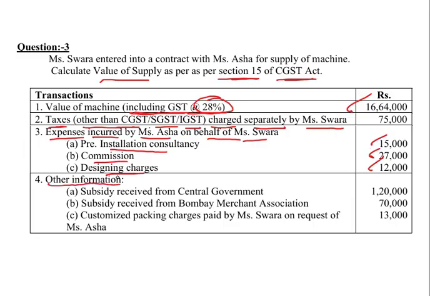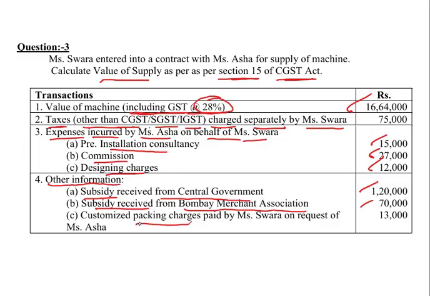In that three information given. First one is subsidy received from the central government, 1,20,000. One thing I need to tell you, that whatever the subsidy received from the central government is to be excluded from the value of supply. Subsidy received from the government, whether it is central government or state government, we will be excluding that in the value of supply. Any grants or subsidy which is received from other than the government will be included in the value of supply. Okay, so subsidy received from the Bombay Merchant Association, it is not the government, this will be included in the value of supply, 70,000.